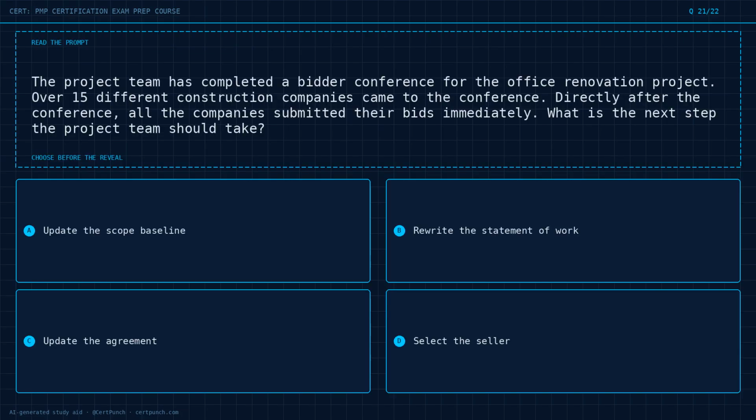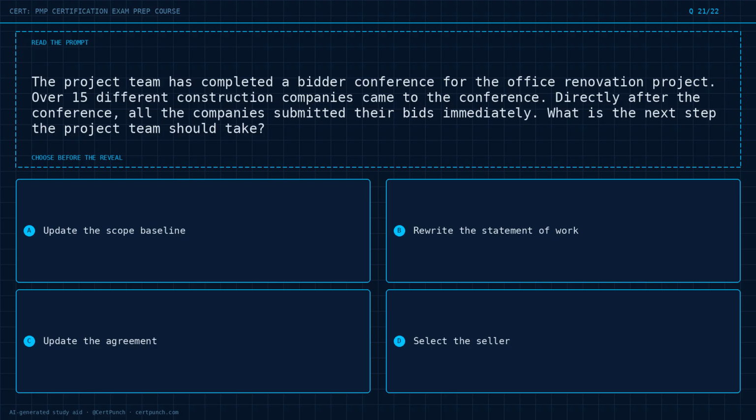Question 21 of 22. The project team has completed a bidder conference for the office renovation project. Over 15 different construction companies came to the conference. Directly after the conference, all the companies submitted their bids immediately. What is the next step the project team should take?